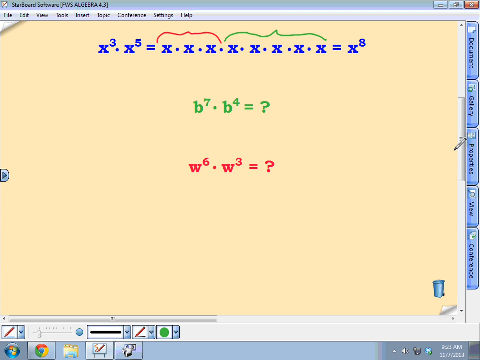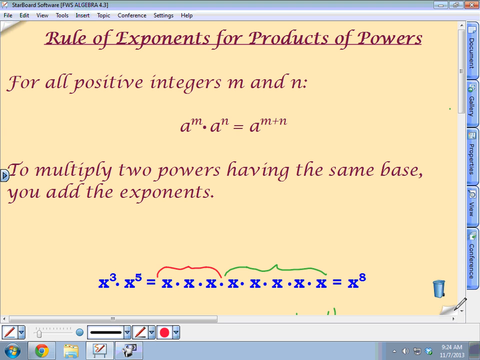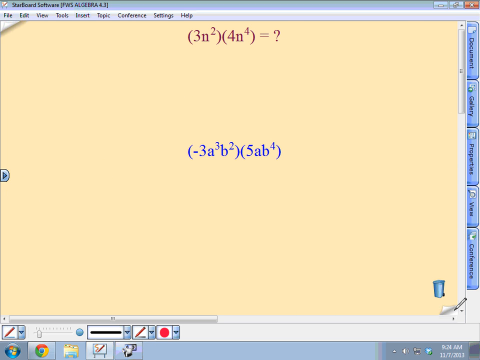Okay. So let's go around. Alex, if I have b to the 7th power and I'm going to multiply that by b to the 4th power, what am I going to get? B to the 11th power? You think it's going to be b to the 11th power? Who agrees with that? Okay, good. All right. Dan, if I multiply w to the 6th power and I multiply it by w cubed, what am I going to get? W to the 9th. It gets a little more difficult now. That part was pretty easy, right?